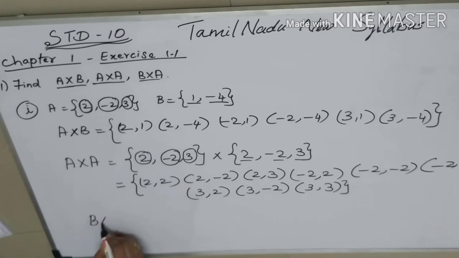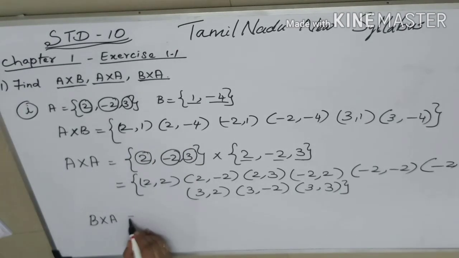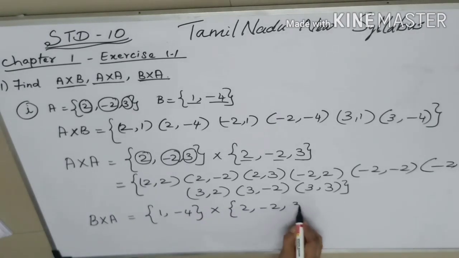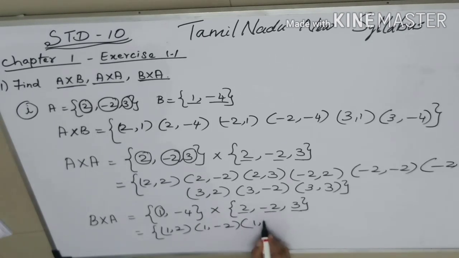Next, third one is B cross A. They have asked you here, it is B cross A. So which is equal to B, which is nothing but your {1, -4}, cross your A is equal to {2, -2, 3}. Again writing your ordered pair, 1 comma 2, that is your first element from here, joining with these 3 elements. So 1 comma 2, then 1 comma -2, then 1 comma 3.